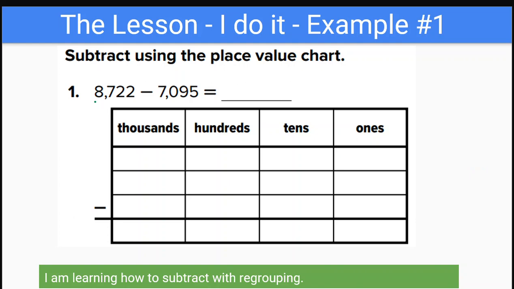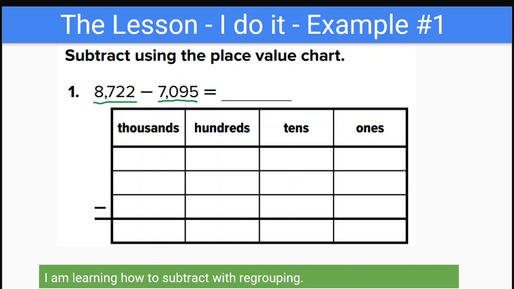Okay, we're going to come down here, and I think I'm going to use a slightly smaller pen this time. There we go. Okay, so we have 8,722, take away 7,095. So let's put those numbers in right away.